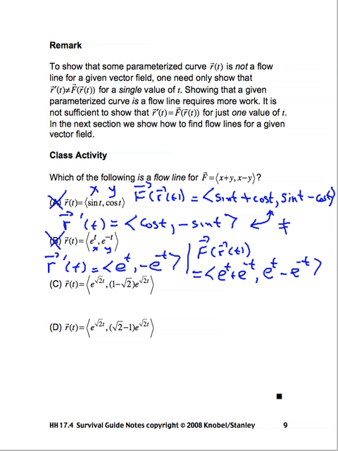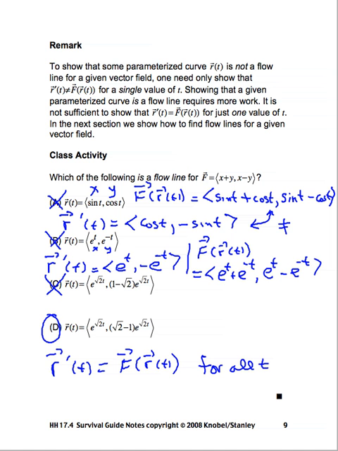Just working along this same path and simplifying, you can determine that C is not a flow line, and in fact the only one that does work is D. When you compute r prime of t and simplify, and then evaluate f of r of t and simplify carefully, you'll see that these are equal to each other for all t. So part D is actually your flow line for this vector field. But I'll leave those details to you.